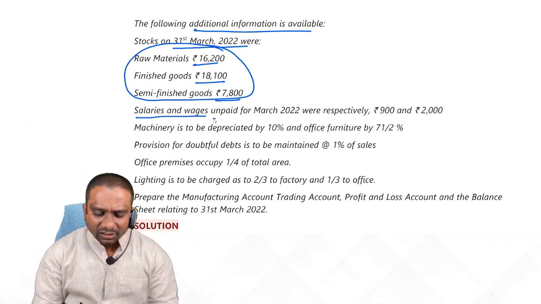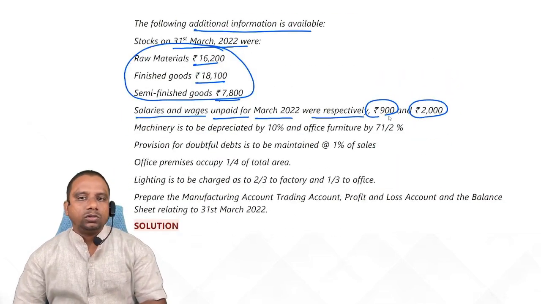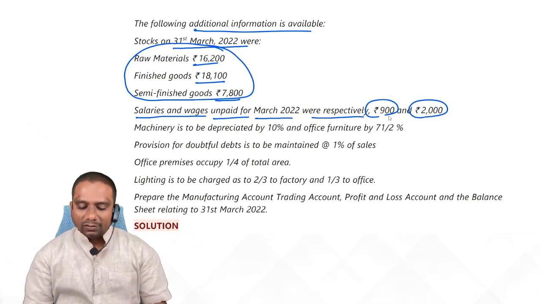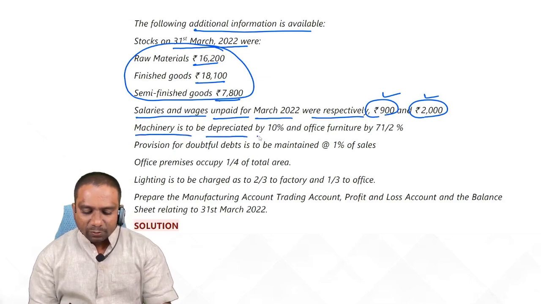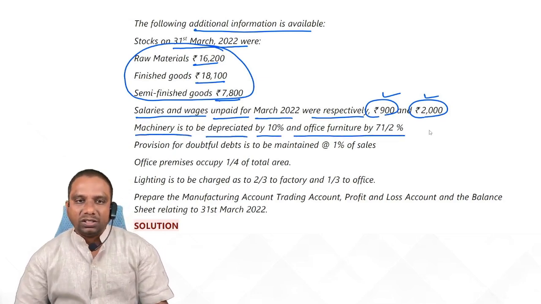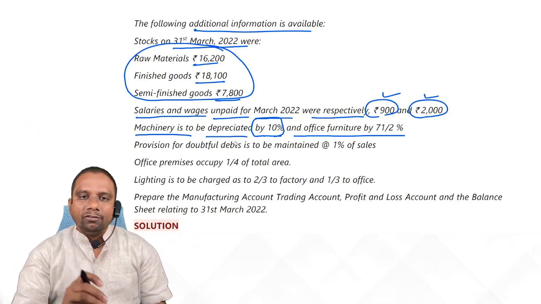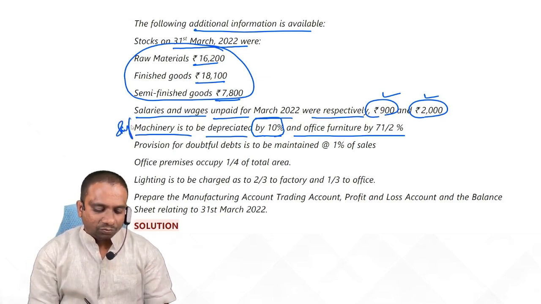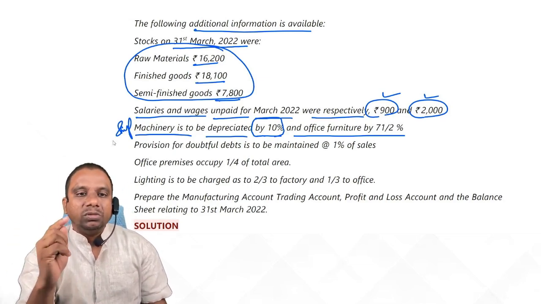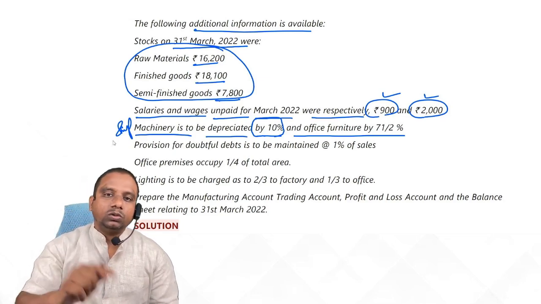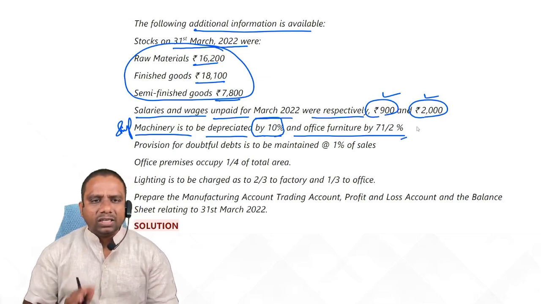Next, salaries and wages unpaid for March 22 were respectively 900 and 2,000. See, 900 and 2,000 are added to salary and wages respectively, and both are shown on the liability side of balance sheet. Next one, machinery is to be depreciated by 10% and office furniture by 7.5%. Depreciation on machinery 10% is shown on the debit side of manufacturing account. Don't forget, this is important. By mistake, some students will debit this depreciation on machinery to the P&L. No, machinery is used in the production process, so this is shown on the debit side of manufacturing account. Office furniture as usual, P&L account debit.